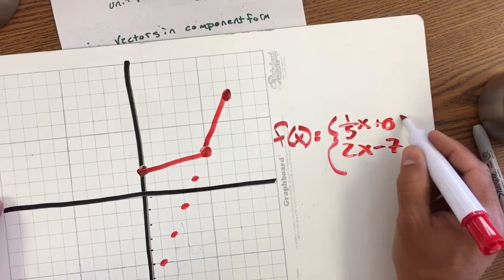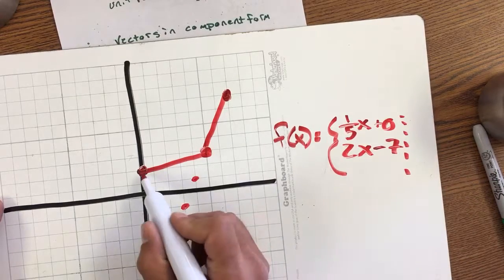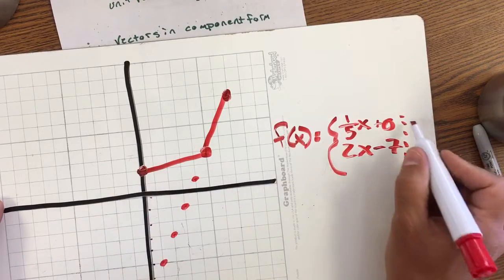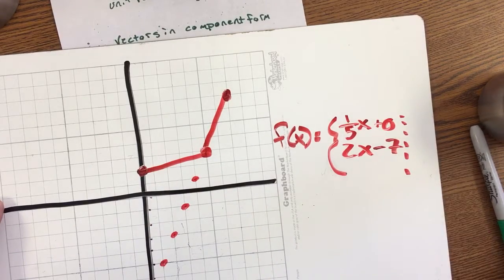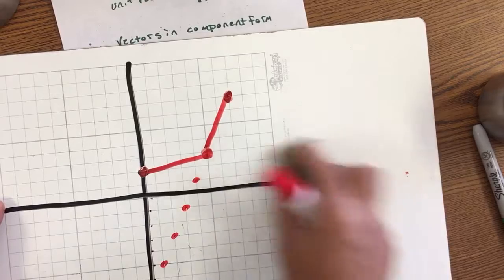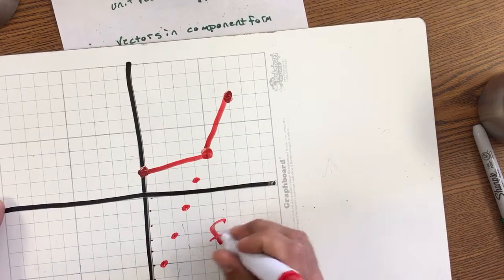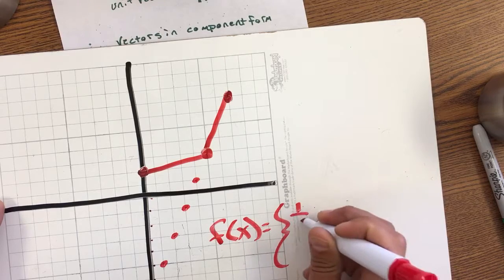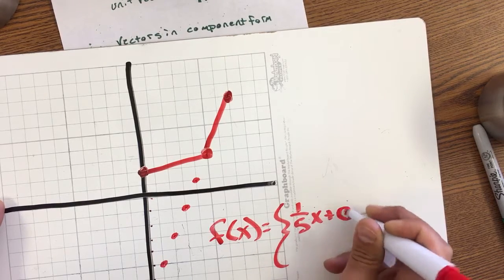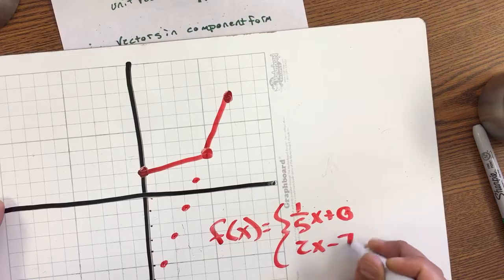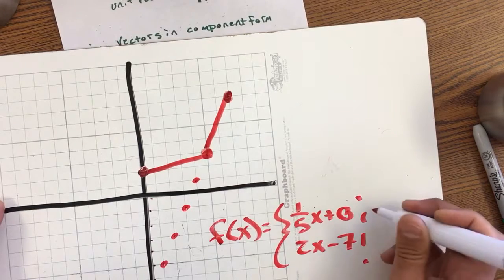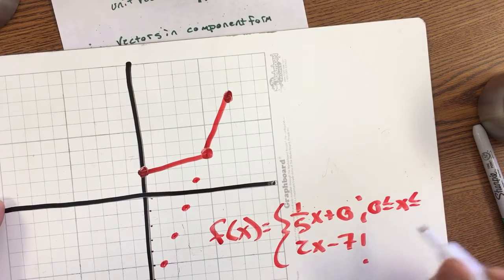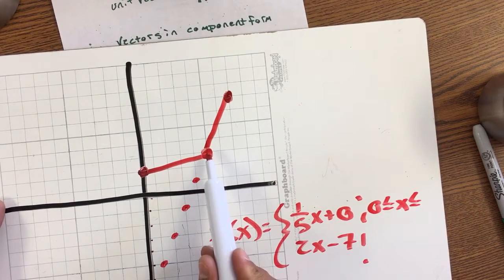Now I'm going to do the wins. On my x's, this is an x of 0. So it goes from 0. I need more room, so I'm going to rewrite this. F of x equals 1/5 x plus 0 and 2x minus 7. When what happens? This goes from 0 is less than or equal to x is less than or equal to, because this is a closed dot.